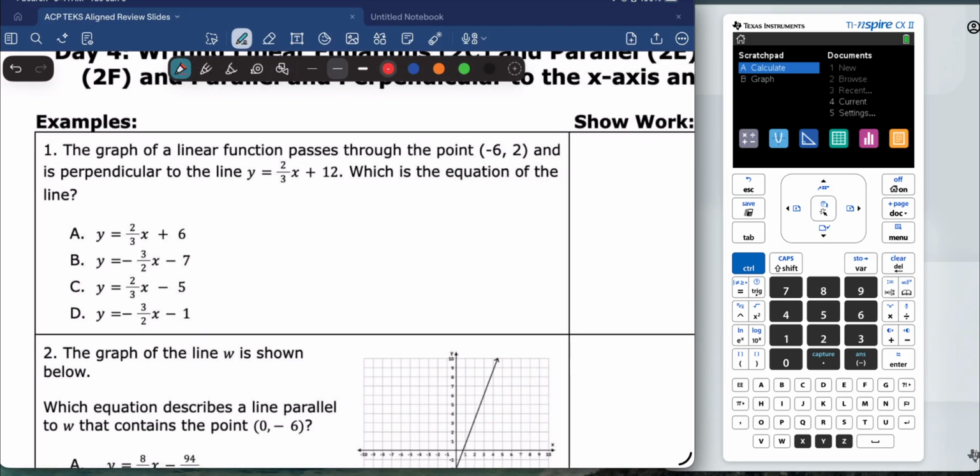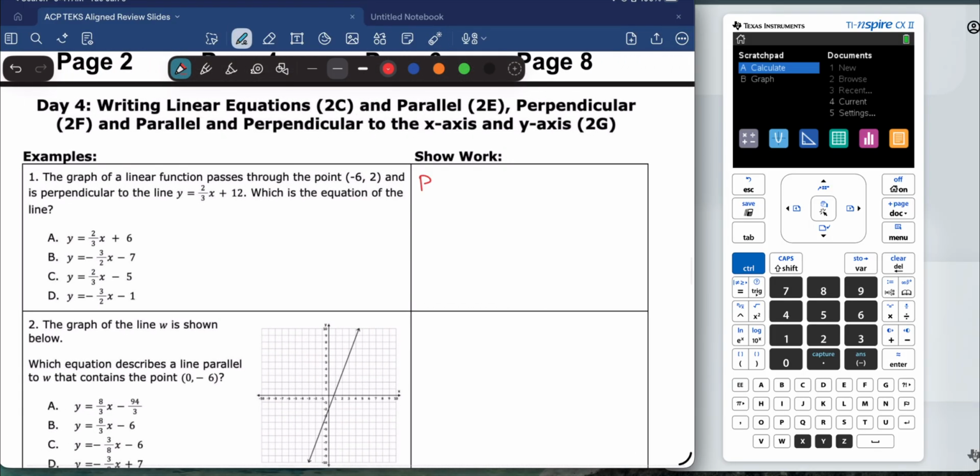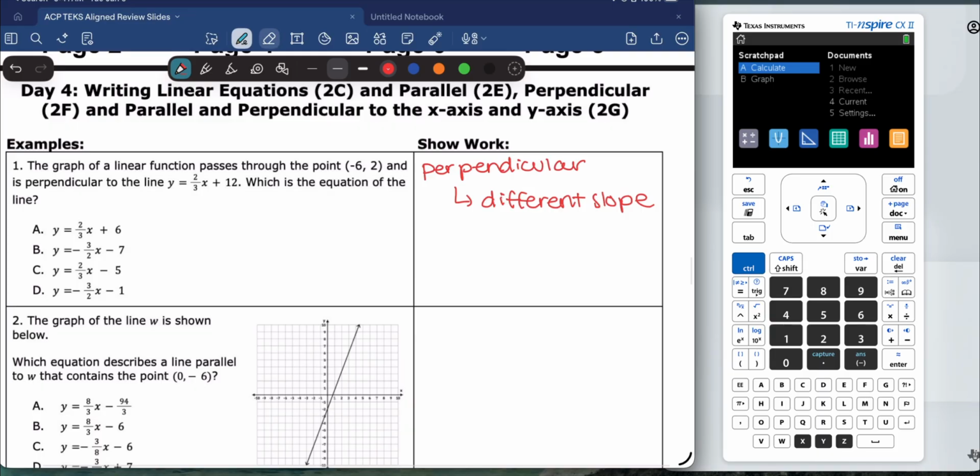So I know my word is perpendicular, so I'm going to write perpendicular down. And perpendicular means different slope. I know the slope for my first equation, so I have my original equation, this right here. I know the slope for this line is 2/3, okay? Now the slope of A, 2/3. The slope of B, -3/2. The slope of C, 2/3. D, -3/2.